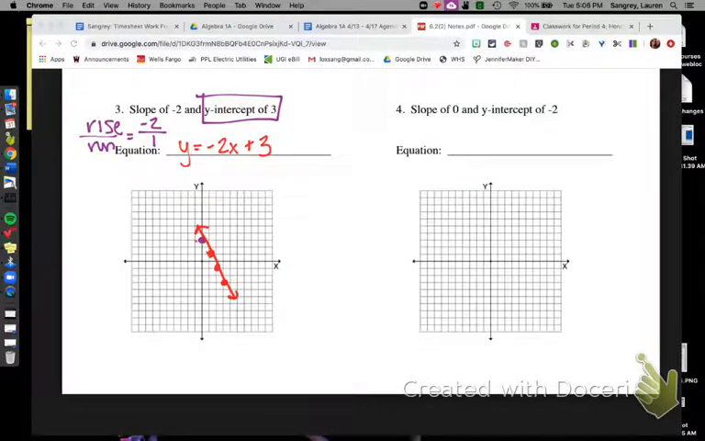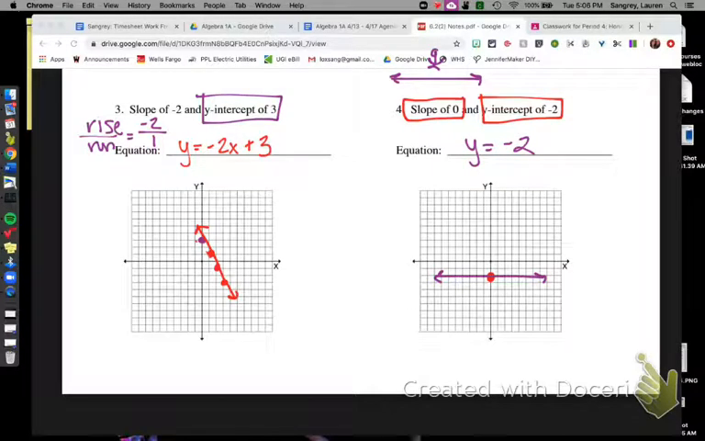And number 4, your y-intercept is -2. So I'm going to go to -2 and put a big dot. Look very closely: your slope is 0. What does a slope of 0 look like? It's horizontal. Remember, we have our little guy standing on a 0 slope? So that means this line has to be horizontal through your red dot. And this is y equals -2.